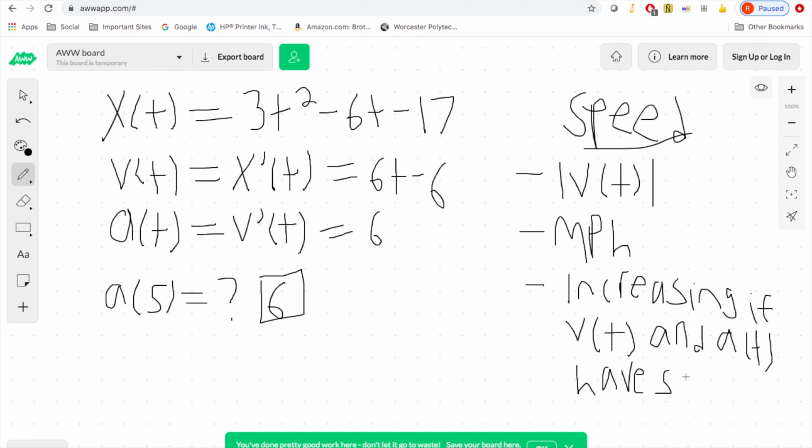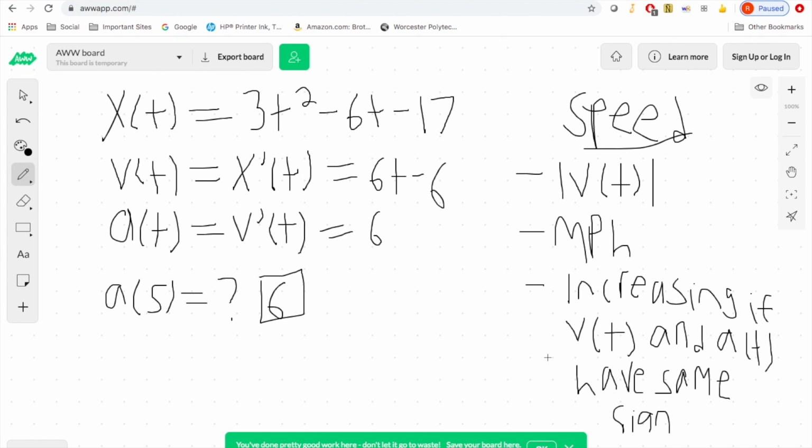What do I mean by sign? I mean, if they're both positive, they have the same sign. If they're both negative, they have the same sign. And if one is positive and one is negative, or vice versa, that would mean that the speed is decreasing because they don't have the same sign. So that's our little spiel on speed.